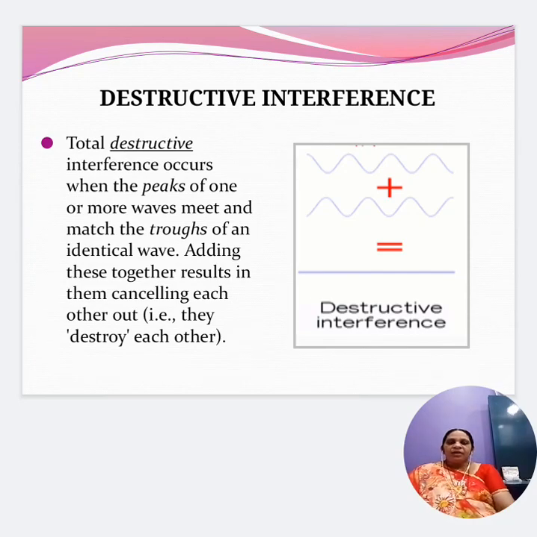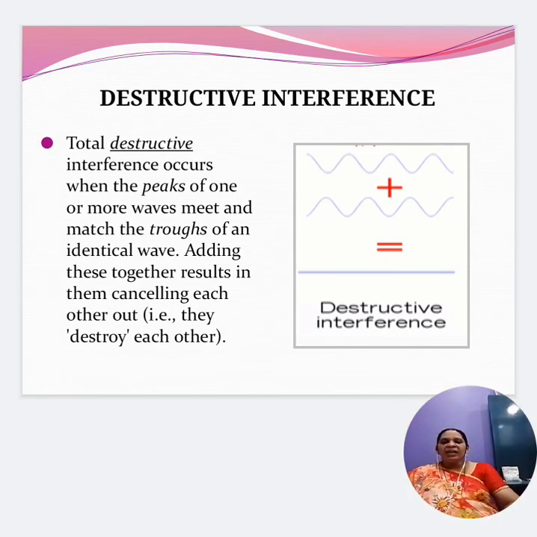So the magnitudes or the amplitudes of the waves cancel each other, and such type of interference is called destructive interference, and you have a flat wave altogether. So destructive interference occurs when the peaks of one or more waves meet and match the troughs of another identical wave.